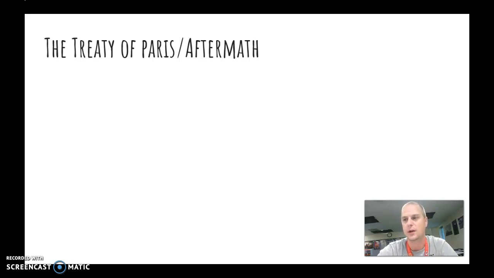So this is called the Treaty of Paris because British officials and French officials, along with other countries, gathered there to negotiate this peace treaty. So just understand that the title is given to the location where it is signed.